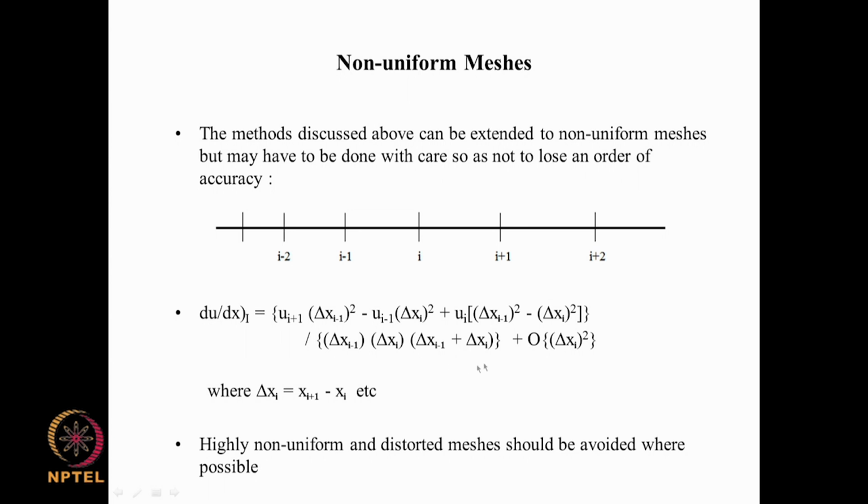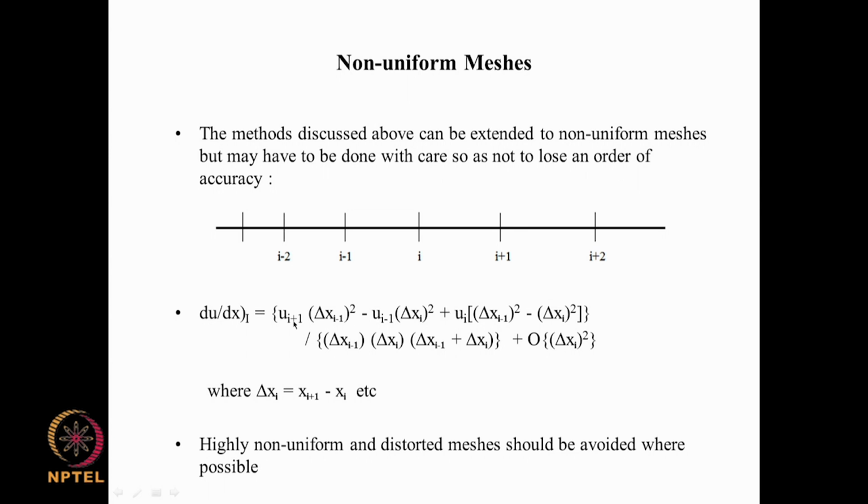And this whole thing is formally second order accurate with respect to delta xi. Okay. So, let us see whether it stands a simple test, which is that if delta xi minus 1 is equal to delta xi, then we should be recovering the earlier formula. So, in such a case, this is delta x square and this becomes 0.